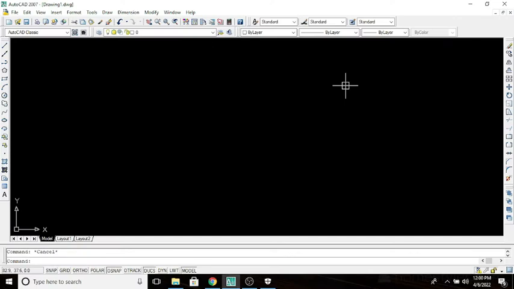So viewers, first of all open AutoCAD. As I am using AutoCAD 2007 version, it doesn't matter which version you are using, whether it is 21, 22, 2007 or any version, the process is quite similar. Now for unit settings, simply type UN on keyboard and press enter.